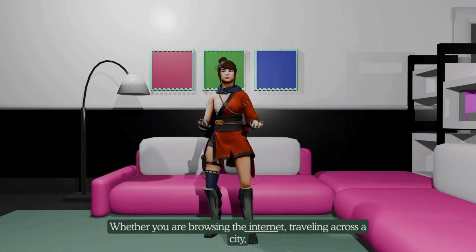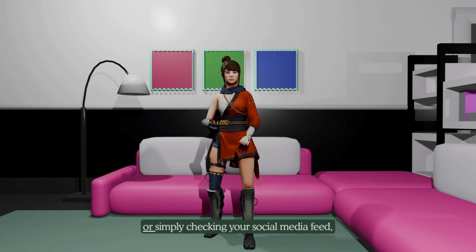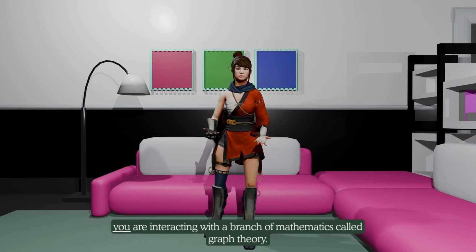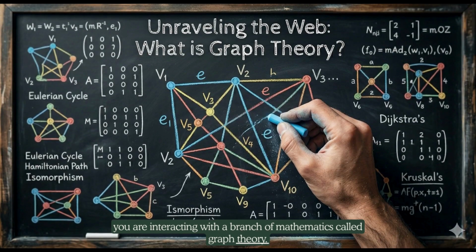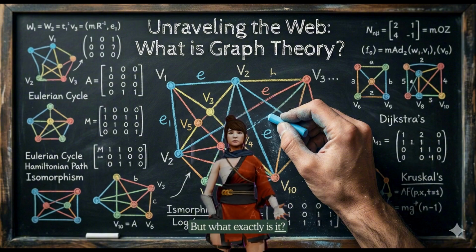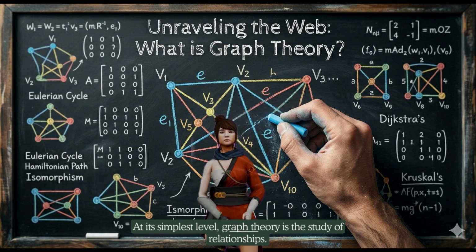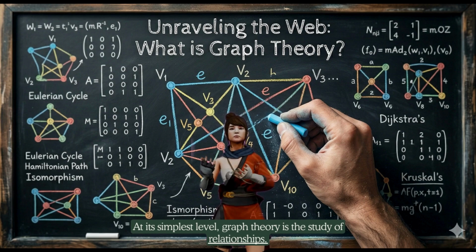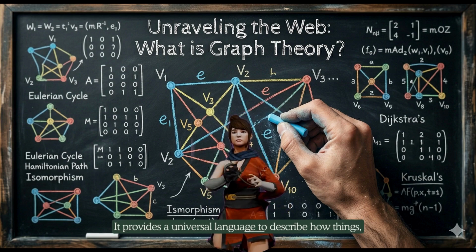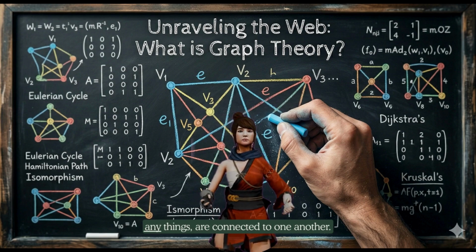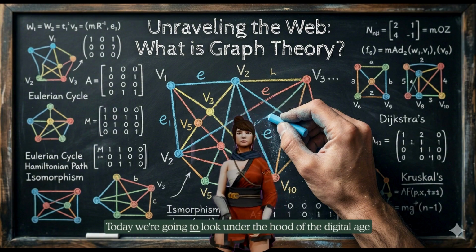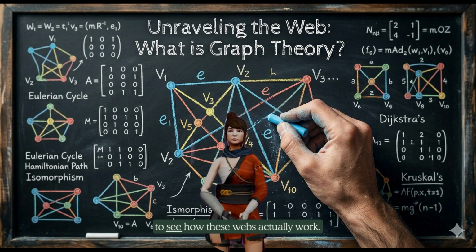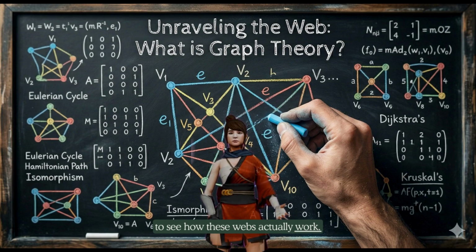In our modern, hyper-connected world, we are constantly moving through invisible structures. Whether you're browsing the internet, traveling across a city, or simply checking your social media feed, you are interacting with a branch of mathematics called graph theory. But what exactly is it? At its simplest level, graph theory is the study of relationships. It provides a universal language to describe how things, any things, are connected to one another. Today we're going to look under the hood of the digital age to see how these webs actually work.